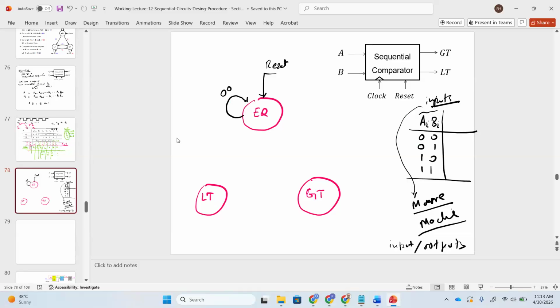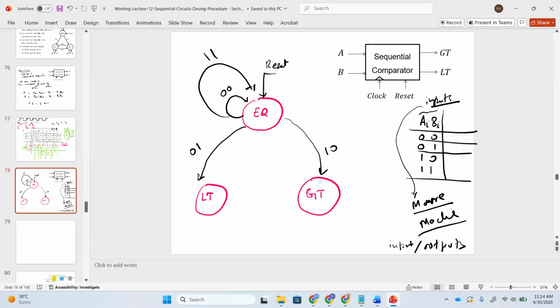Now let's assume 0,1. Where should I go? LT or GT? LT, very good. 1,0: GT. 1,1: equal. It will stay in the equal state, because with 1,1 they are equal. This is clear or not clear? Any question?